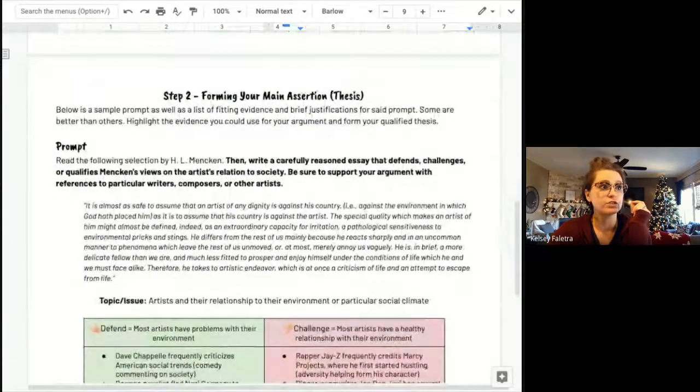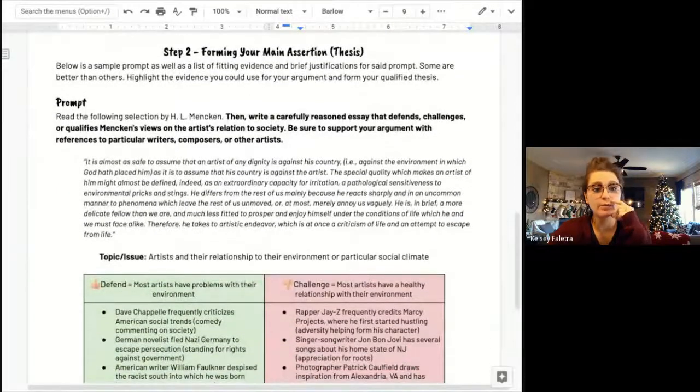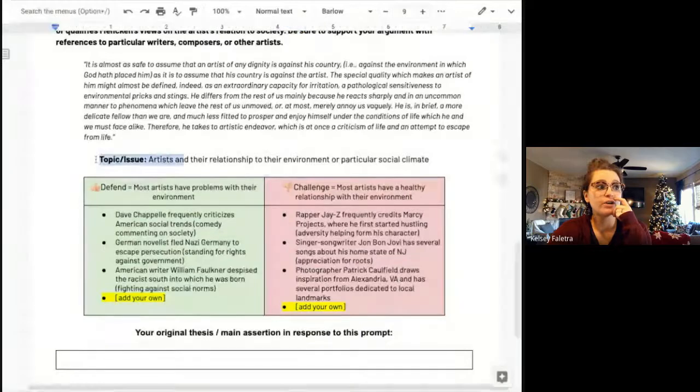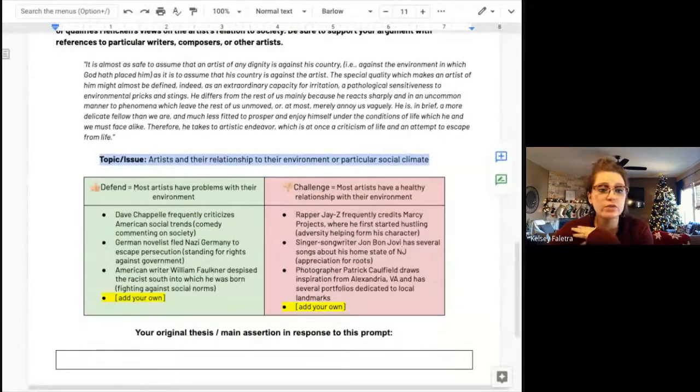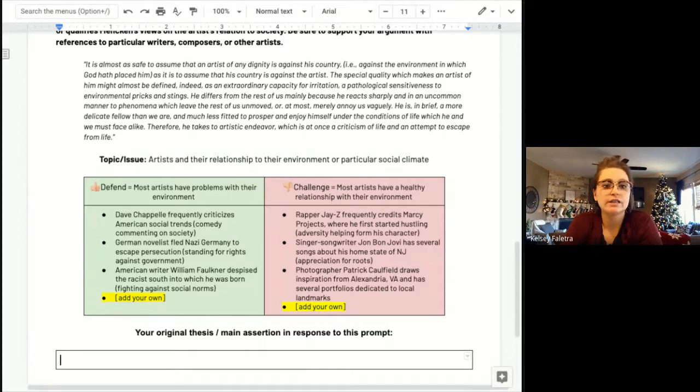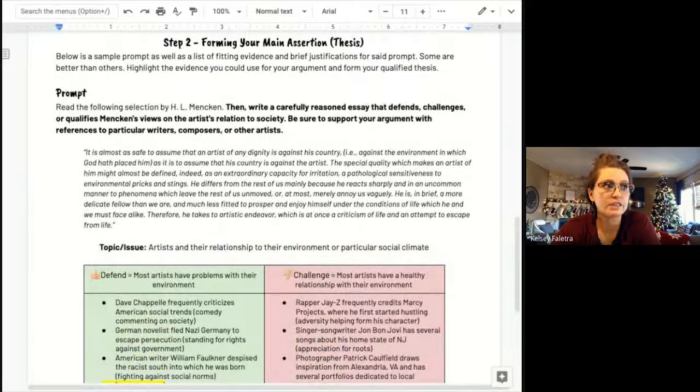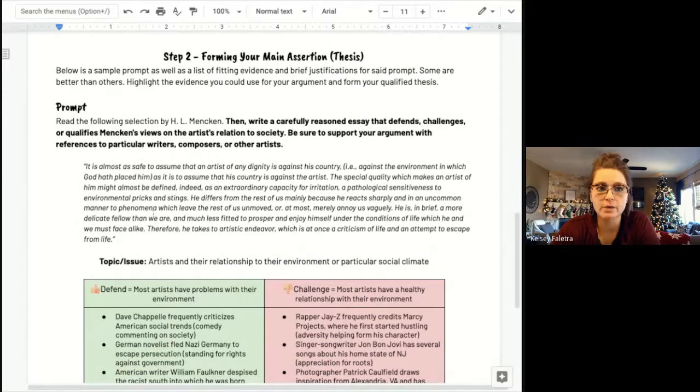So that's what step 2 asks you to do. Okay. I've given you a sample prompt from a previously released exam, and I have given you what the topic or issue is, and I've given you evidence for both sides of the issue. What I want you to do is write your assertion or your claim in response to the prompt. The nice thing about Q3, the nice thing about argument, is there is not a formula that you have to follow. You have to articulate what your claim is in whatever way you feel is most effective and most clear. So that is what I would like you to spend the remaining time doing, is step 2 on this document.